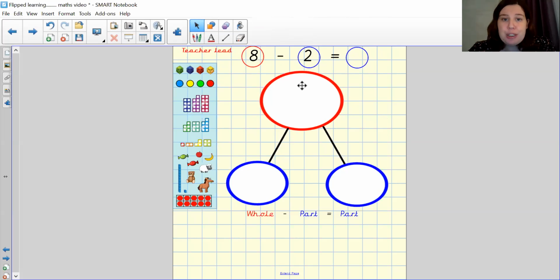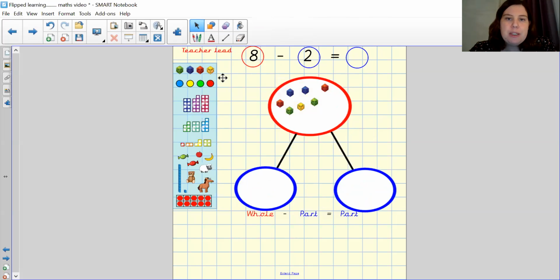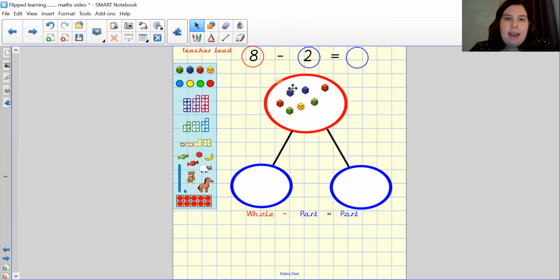How many do I need to put into my whole today, year one? Fantastic, 8. So I'm going to use the cubes. 1, 2, 3, 4, 5, 6, 7, oops-a-daisy, 8. So I have 8 cubes into my whole.